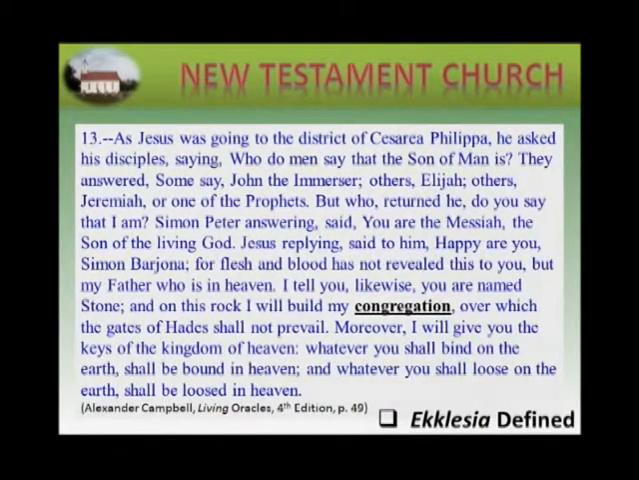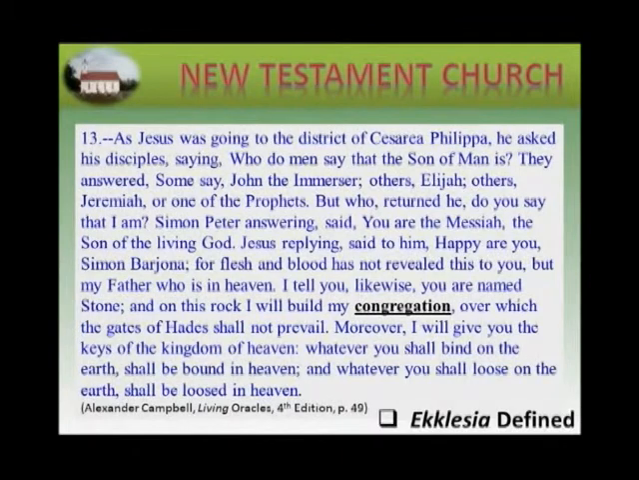But who, returned he, do you say that I am? Simon Peter answered and said, you are the Messiah, the Son of the living God. Jesus replying said to him, happy are you, Simon Barjona, for flesh and blood has not revealed this to you, but my Father who is in heaven. I tell you likewise, you are named Stone, and on this rock I will build my congregation.